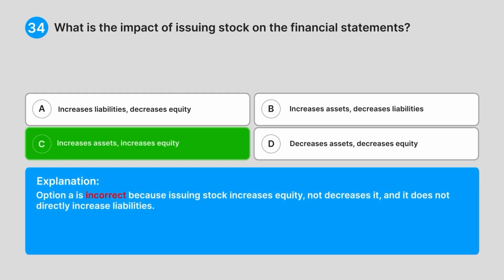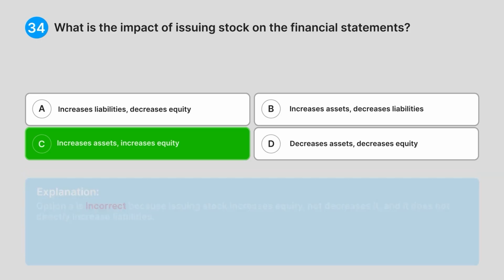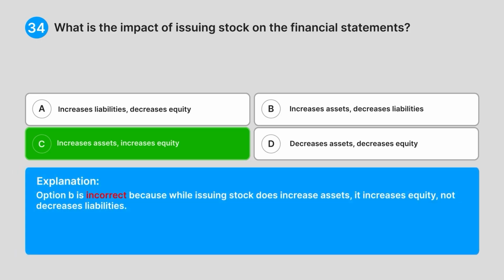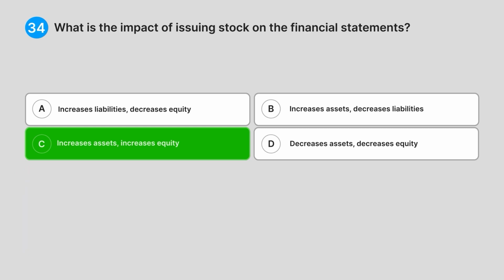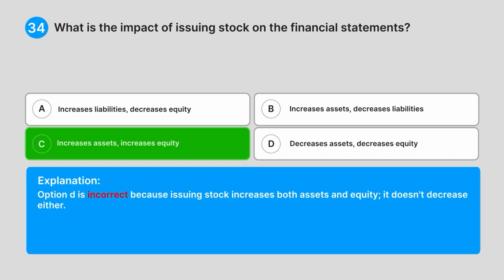Option A is incorrect because issuing stock increases equity, not decreases it, and it does not directly increase liabilities. Option B is incorrect because while issuing stock does increase assets, it increases equity, not decreases liabilities. Option D is incorrect because issuing stock increases both assets and equity. It doesn't decrease either.